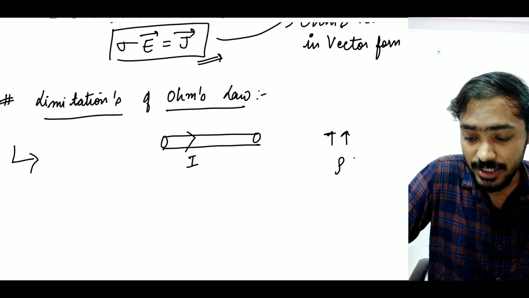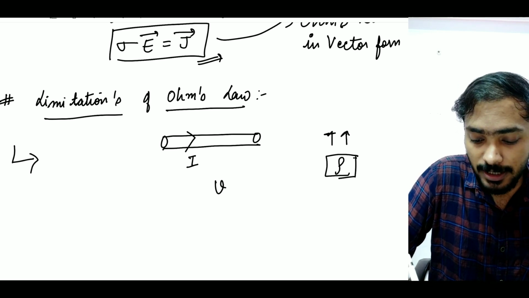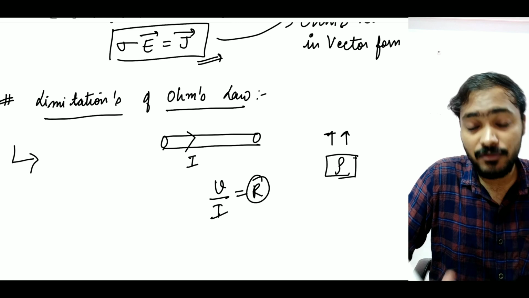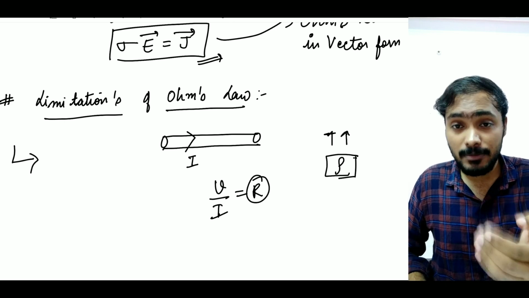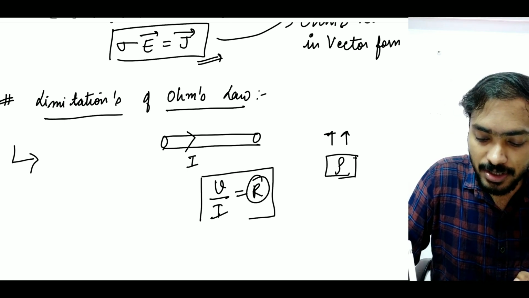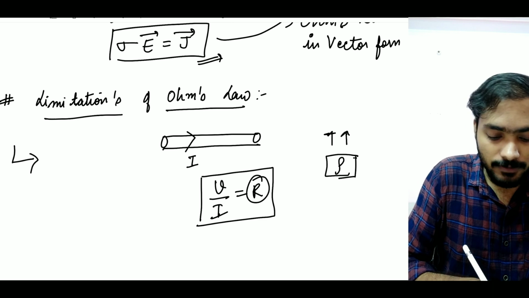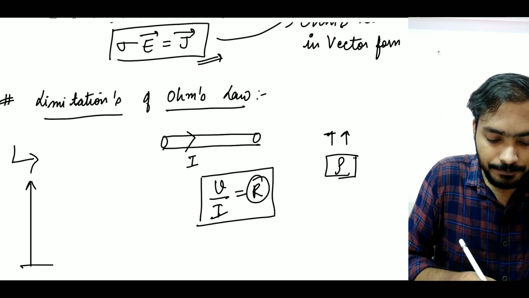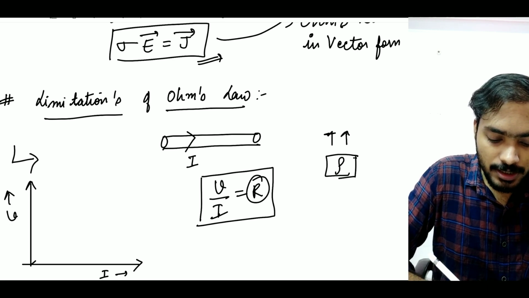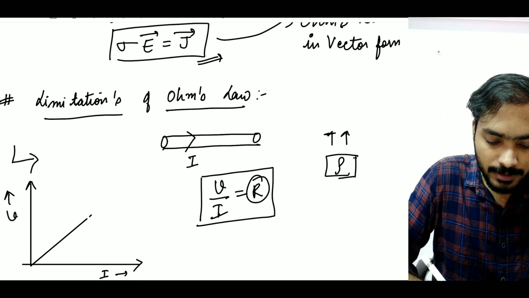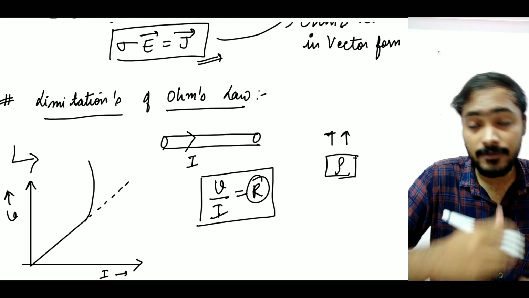As the temperature increases, the resistivity of the wire changes, and it does not follow Ohm's law, because we know V upon I is your resistance, and with temperature the resistance also changes as your rho changes. We'll discuss the properties of rho in the coming video. But as the temperature changes, rho changes and the resistance changes, and it will not follow Ohm's law. For example, let's make a graph with current here and potential difference here. Let's say the graph was following Ohm's law very nicely, but at higher temperature it deviates from Ohm's law.